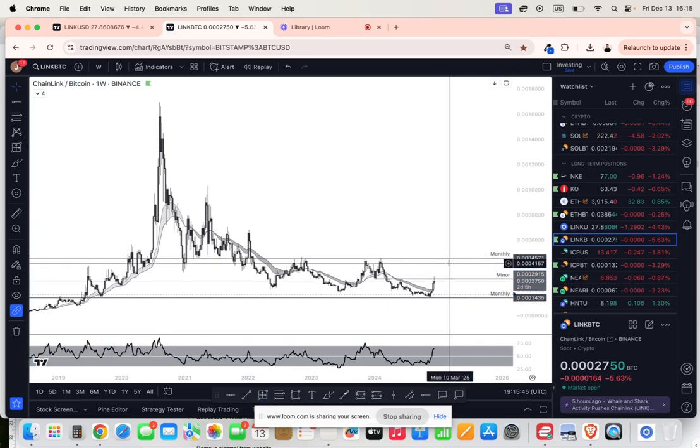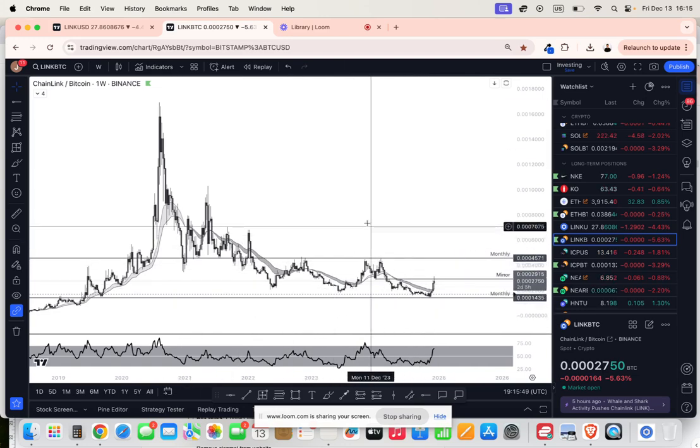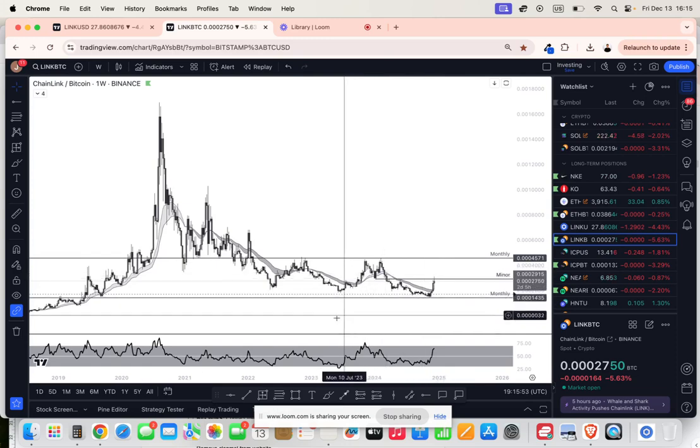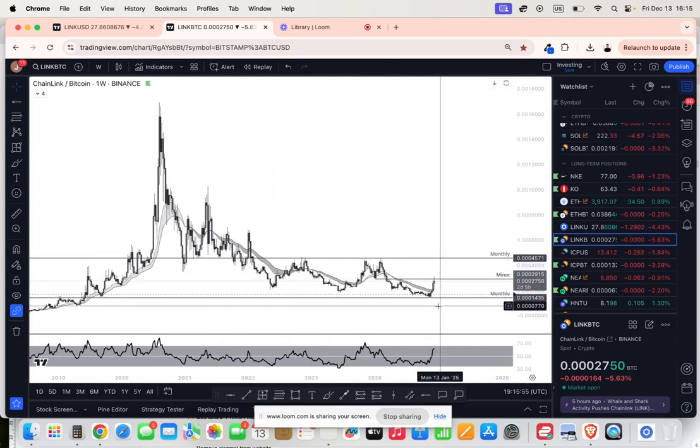But obviously, the two charts don't always coincide with each other. I personally prefer the Bitcoin chart because it gives me more clarity on what's actually going on. I like to stack sats. But yeah, Chainlink is looking good, and I'm excited to see what happens here.